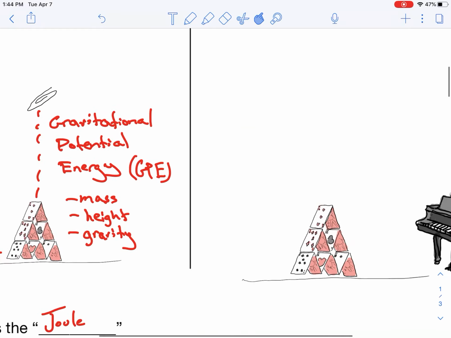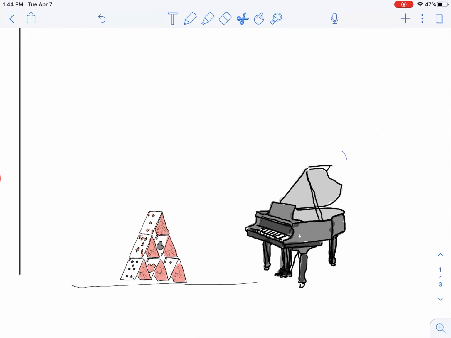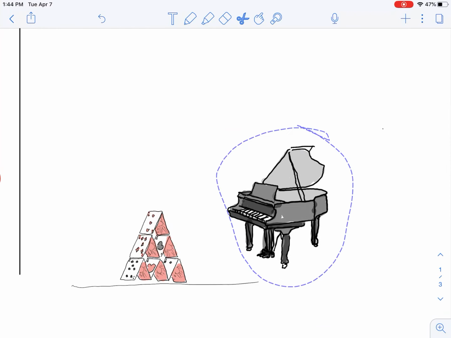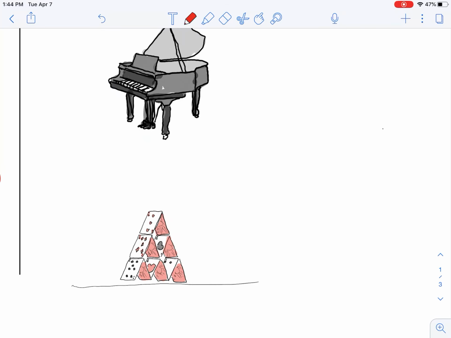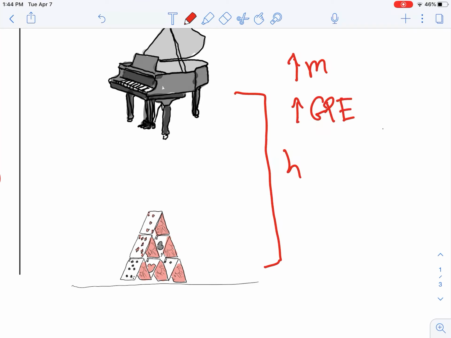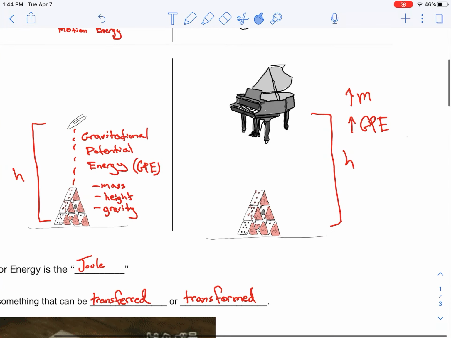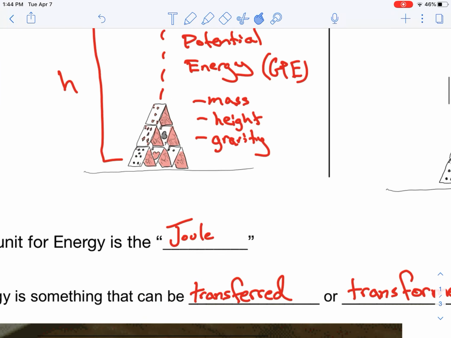Now, what gives you more GPE or more of this type of energy? Well, if I took this piano and I raised that up in the sky about a meter, I don't know, and I put that piano at a height, it has more mass, and so it's going to have more gravitational potential energy. So I just want you to be thinking about what gives an object more energy.